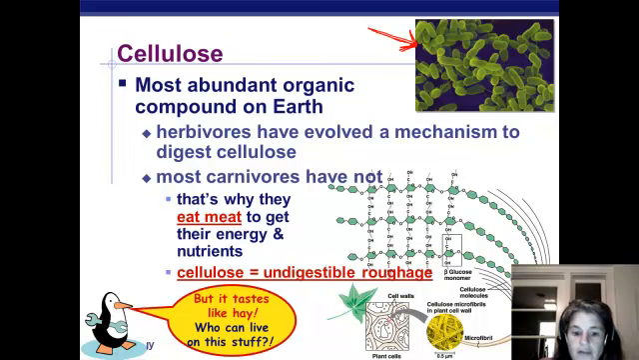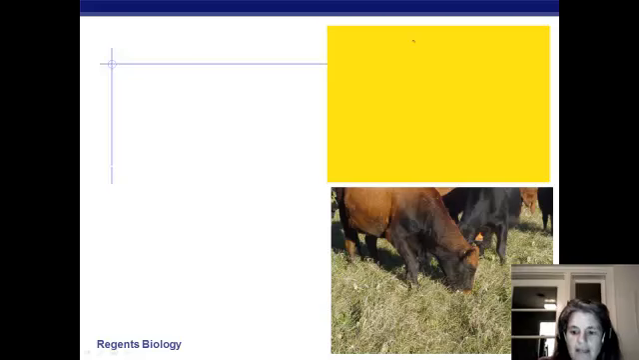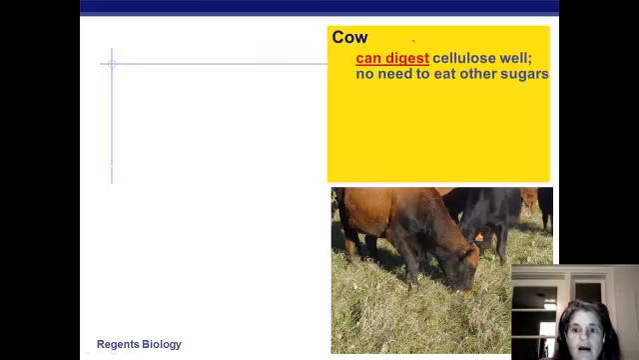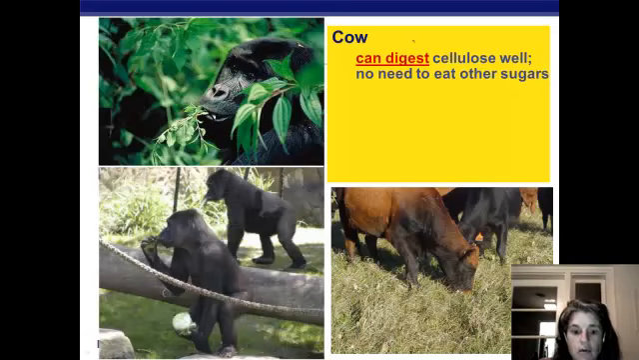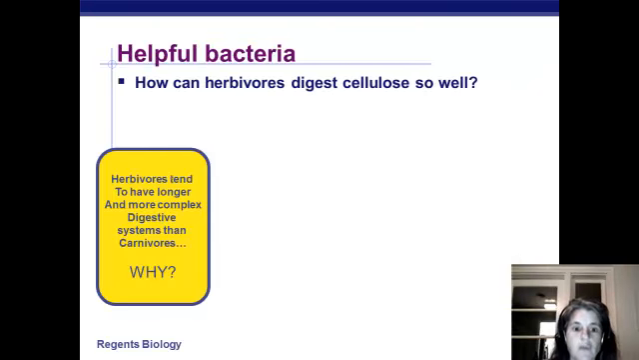Cellulose for us is undigestible roughage, which may clean out your digestive tract for you, but it doesn't give you much nutrition. These guys, on the other hand, are really able to digest those cellulose walls, as are these gorillas, and they don't need to ingest any other sugars. These guys, I'm sorry, are more like us, in that they can't really digest that cellulose cell wall either, which is why they will eat fruit. But the cows can digest it, and here's why.